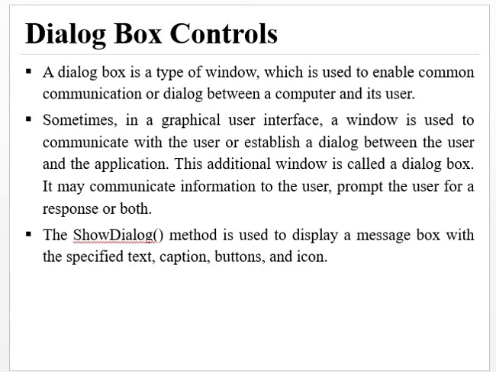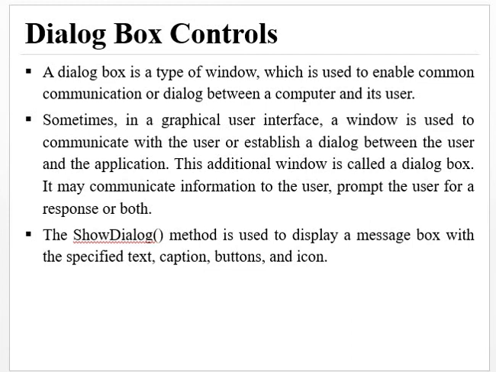The show dialog method is used to display a message box with the specified text, caption, button and icon. A dialog box is simply this: if we are using any application, sometimes we find a prompt asking whether you want to delete such kind of item, yes or no. This is one of the dialog boxes.